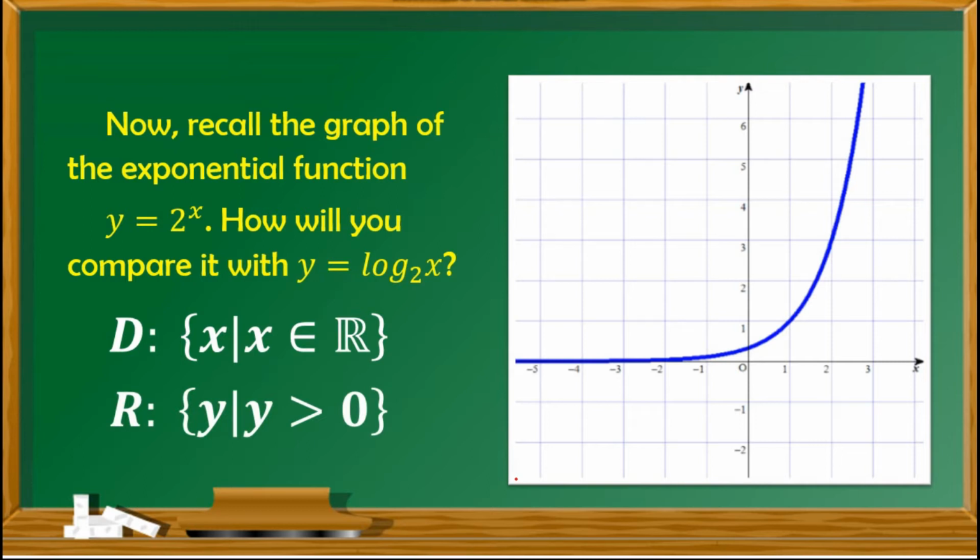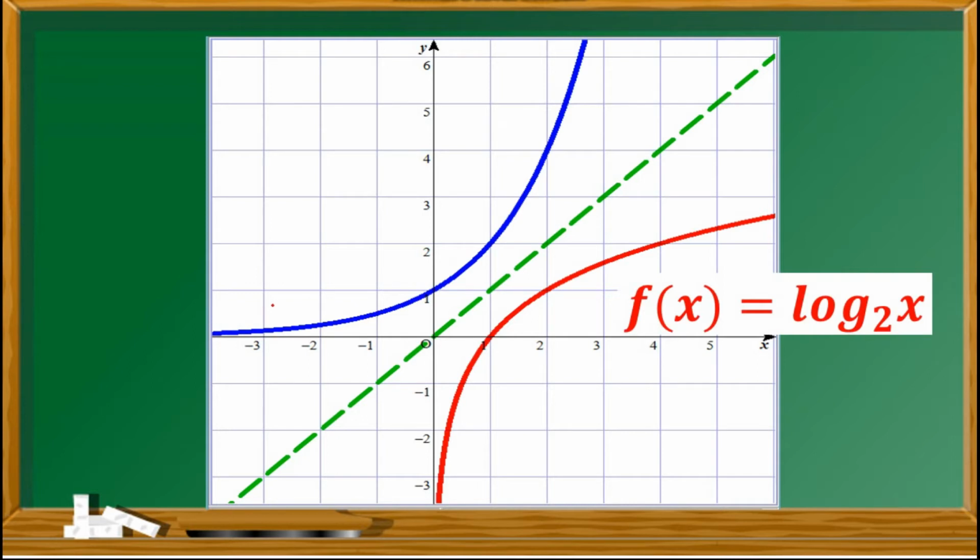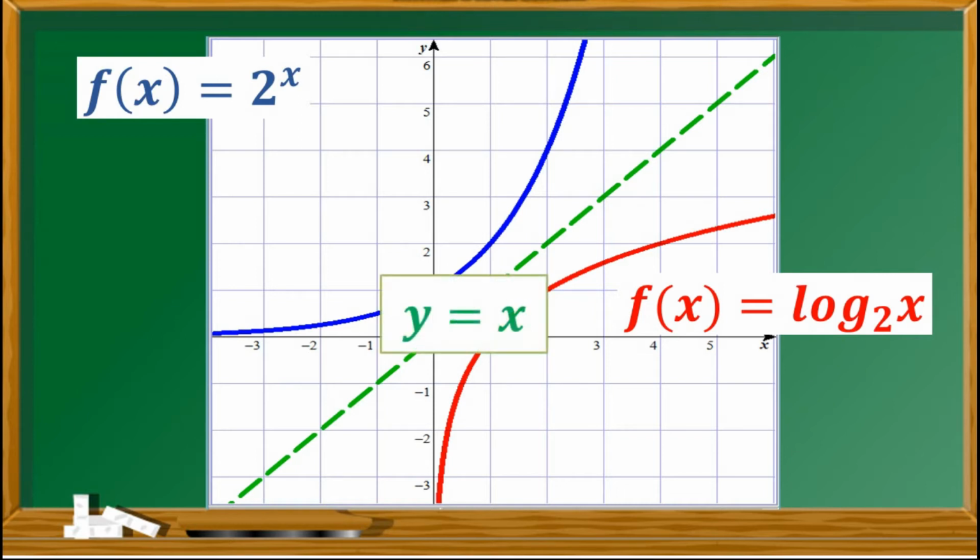Now, let us compare the two functions. Take a look at this Cartesian plane. As we can see, we have the graph of the logarithmic function, logarithm of x with base 2, and the exponential function, f of x equals 2 raised to x. In our previous discussion, we said that logarithmic function and exponential function are inverses of one another. How do we know about it? Let us have the line of symmetry. So this is y equals x. If we're going to fold this Cartesian plane with respect to this line, will these two graphs coincide?